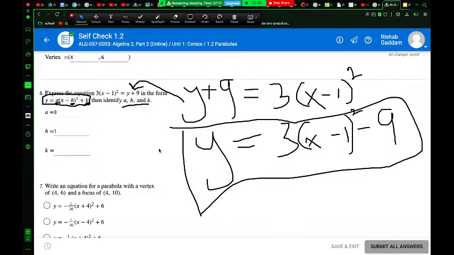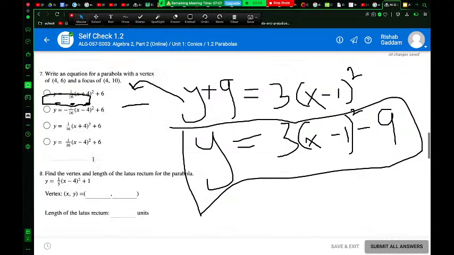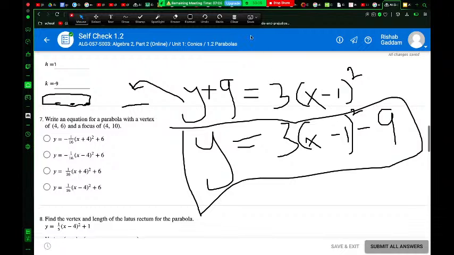Okay. So k is, like we said before, negative 9. So that's the answer. You can't really check all of your answers until you finish this whole thing. But yeah, that's how you do it basically.